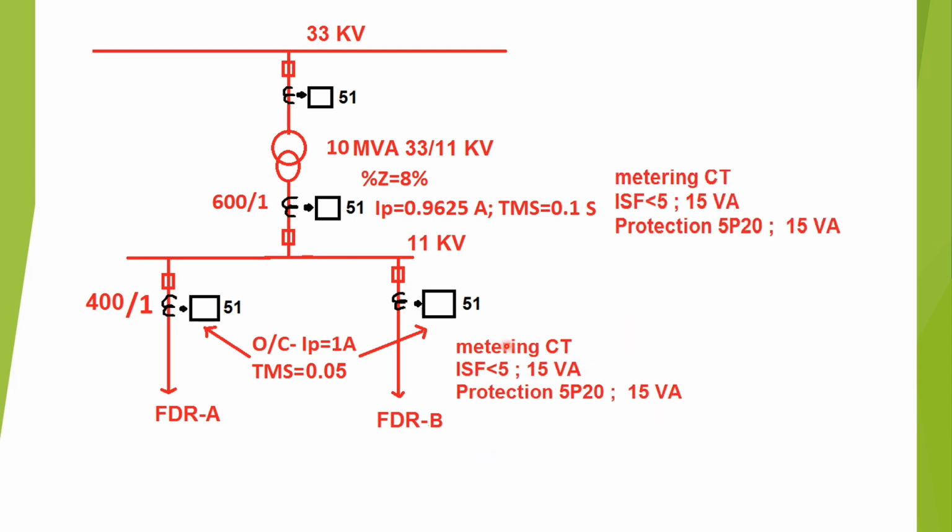Now the CT parameters for feeder A and feeder B are the same. For the metering CT, the ISF, that is the instrument safety factor, is less than 5 for 15 VA burden, and for the protection CT, it is 5P20 under a burden of 15 VA. Again, for the transformer LV side, the metering CT ISF is less than 5 at 15 VA, and for the protection CT it is 5P20 and the VA rating is 15 VA.